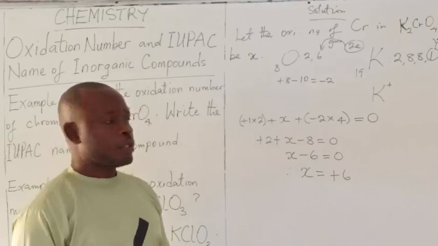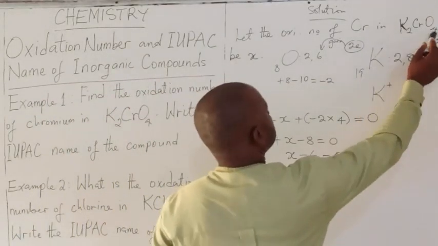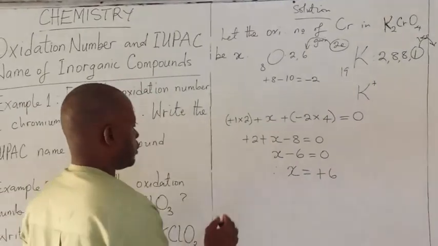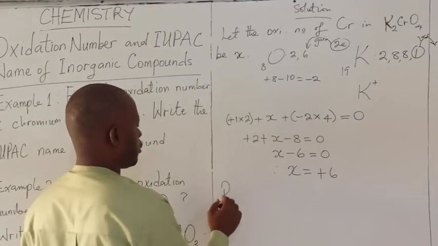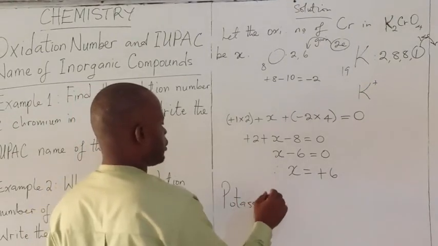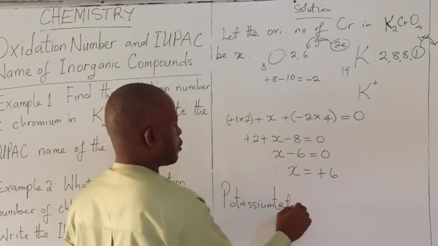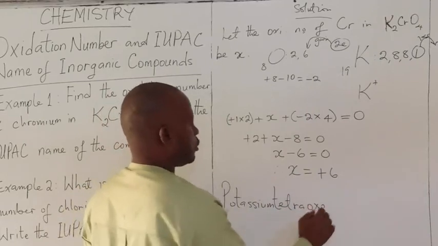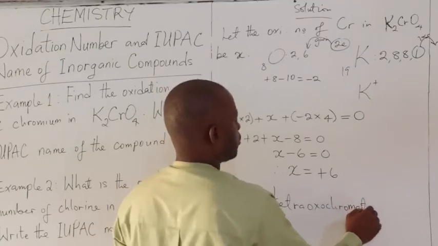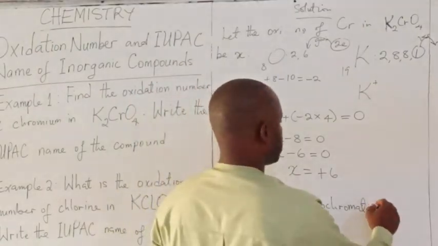K2CrO4. The name goes this way: potassium tetraoxochromate 6. The IUPAC name is going to be potassium. Tetra means 4 atoms of oxygen. Tetraoxochromate. The 6 will be written in Roman numeral form, enclosed in parentheses.